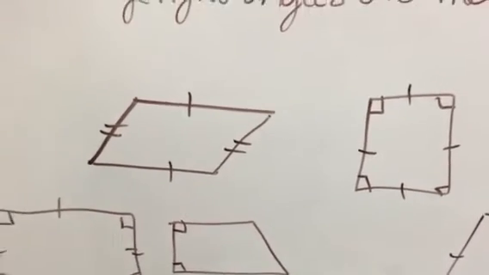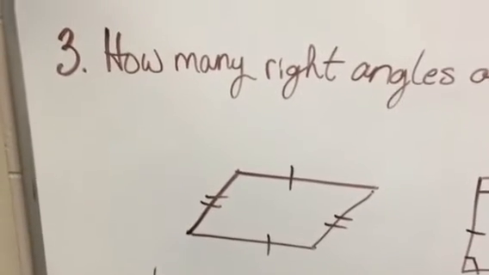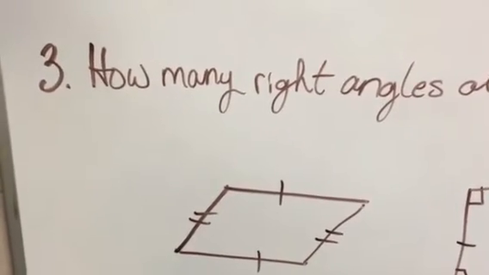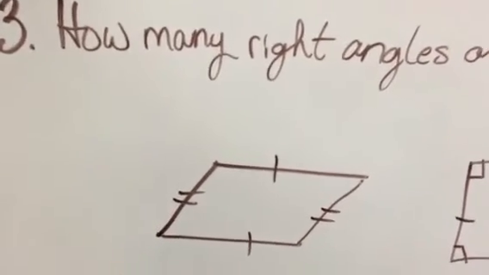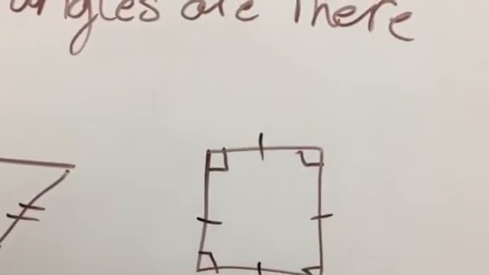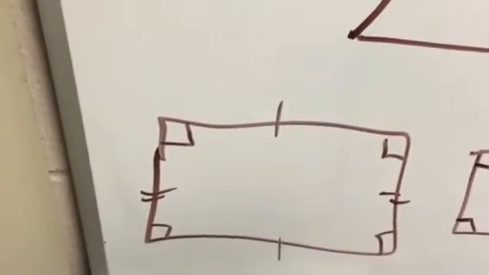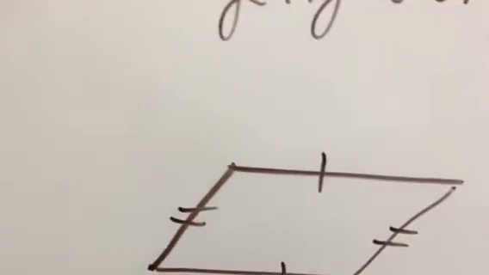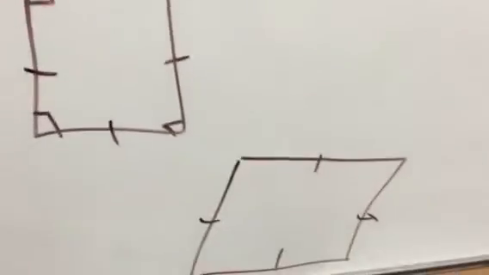Now the most common one you're going to see is a parallelogram, because it has 2 pairs of opposite sides that are parallel and equal. But if you notice, this one has 2 pairs of parallel lines, this one has 2 pairs of parallel lines, and this one has 2 pairs of parallel lines. So even though it's a parallelogram, it's also going to be a rectangle, a square, and a rhombus.